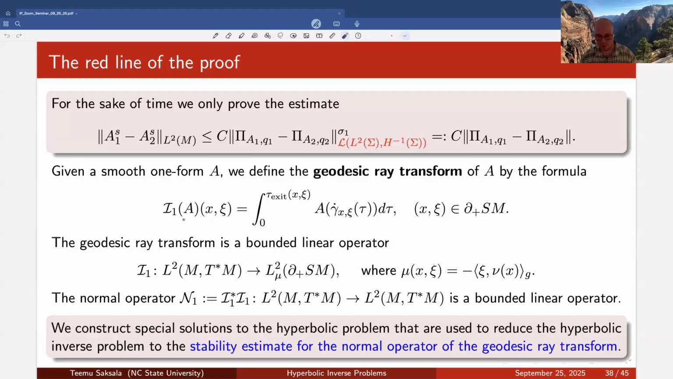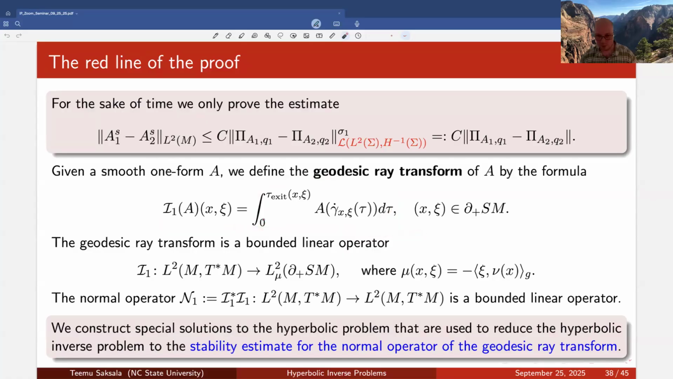I'm now looking at my one form A, and then I take a geodesic on my manifold, which starts at point x on the boundary, pointing in direction psi, and then because my manifold is simple, it will exit at some time tau. So this effectively gives me a line integral over this magnetic field when I contract it against the velocity of my geodesic. So for each x and psi, this is a number.